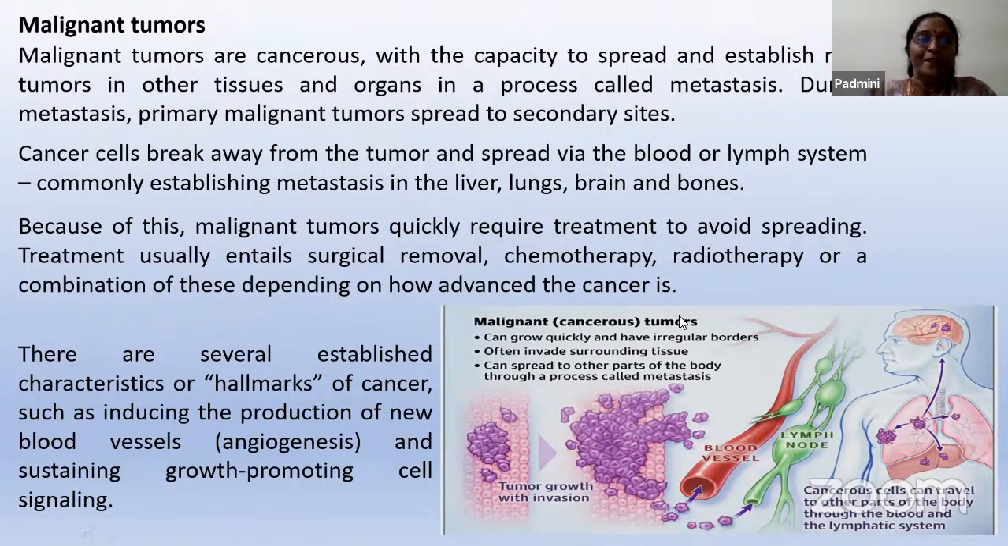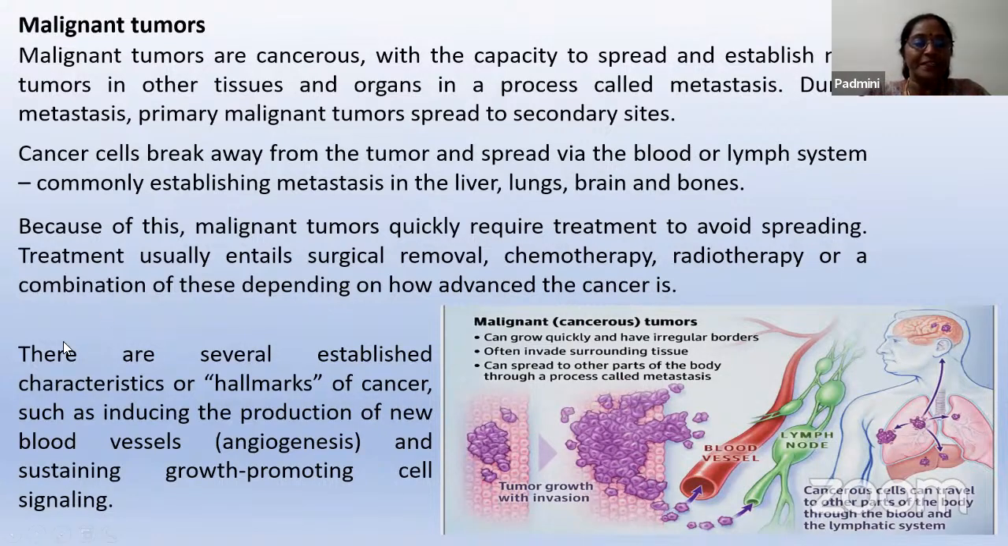So during metastasis, the primary malignant tumor spreads to secondary sites, and cancer cells break away from the tumor and spread to different parts via the blood or lymph system, and they metastasize to the liver, lungs, brain, or bones. So that becomes very dangerous. And what is the treatment? A malignant tumor should be quickly removed surgically or by chemotherapy or radiotherapy. Sometimes a combination of both is needed in severe conditions.